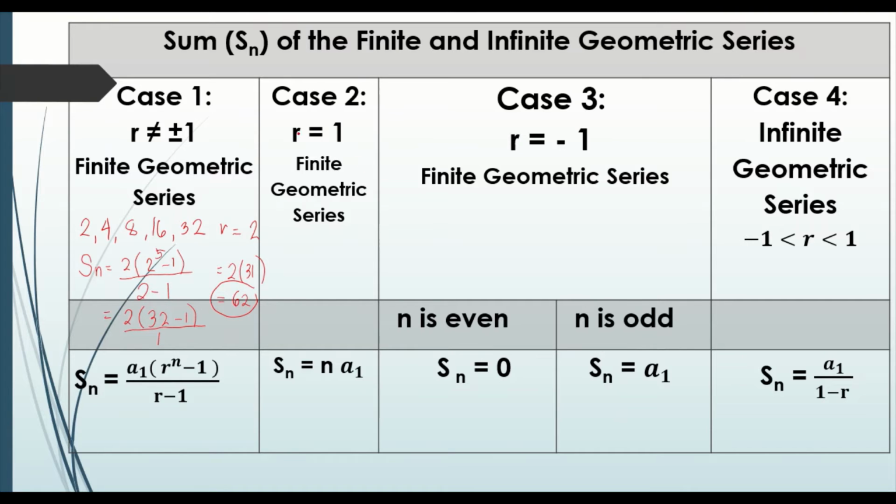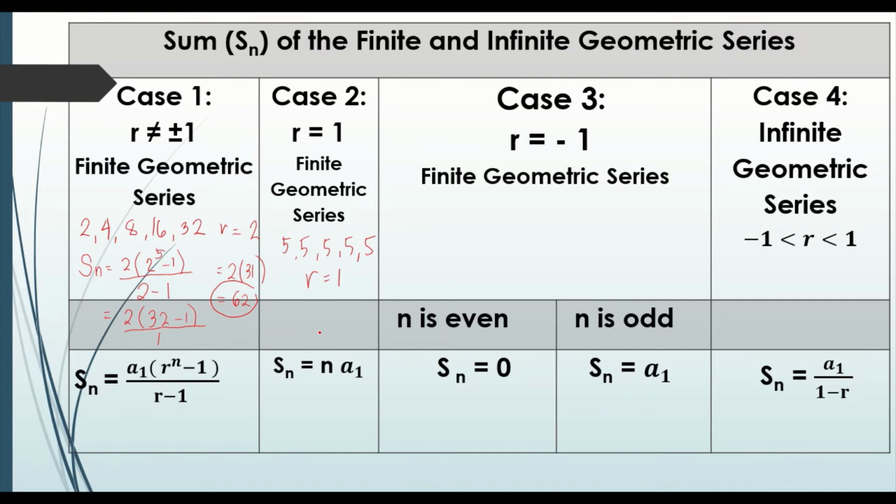And in this case, number 2, the common ratio is 1, and the given sequence is a finite geometric sequence. So for example, 5, 5, 5, 5. This is a finite geometric sequence with a common ratio of 1, since 5 divided by 5 is 1, and so on.